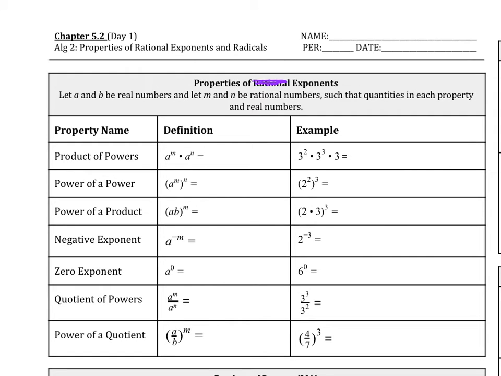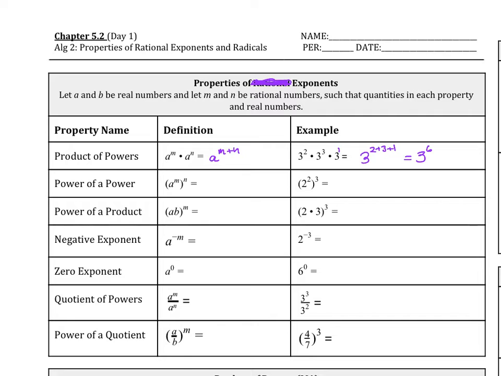Rational means fractional exponents, and we're not looking at fractions right now. So we have product of powers when you have a raised to the m times a raised to the n. So if you have the same base, what you can do is you can add the exponents. So in this case, we have 3 squared times 3 cubed times 3, and so we can add all the exponents together. Now remember, there is an invisible 1 here. So this is 2 plus 3 plus 1. So this ends up being 3 to the 6th.